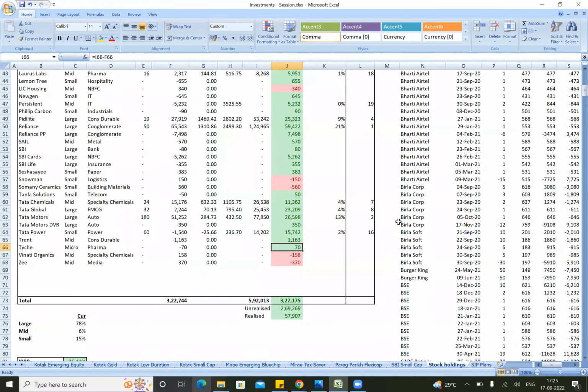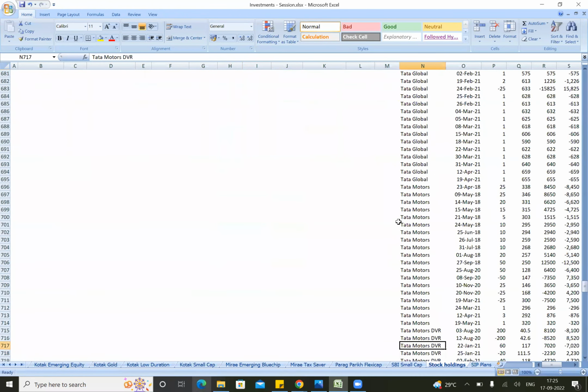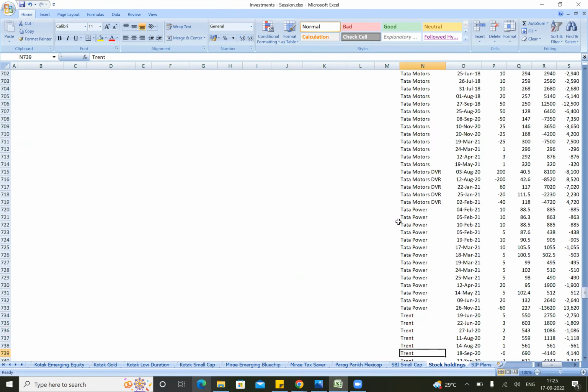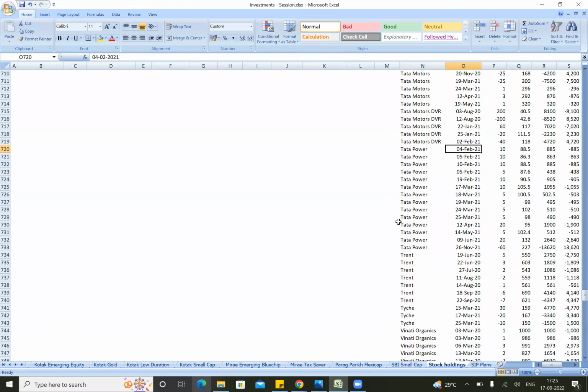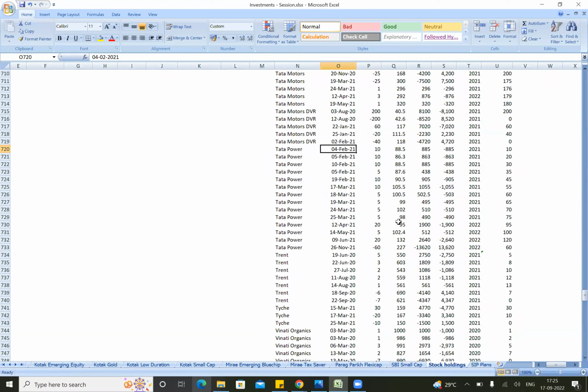A very interesting point in this kind of a sheet is that when you are calculating the average price, there might be chances when you're selling off shares, you bring down your average cost. So Tata Power is a great example. Just look at Tata Power's entries.